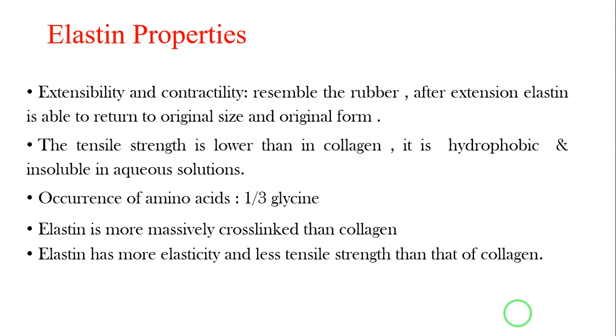The number of cross-links in elastin is more than the number found in collagen, but the strength of elastin is less than that of collagen. The strength of collagen is much more than that of elastin. The number of cross-links is higher in elastin, and this gives more elasticity to the tissue that contains a large amount of elastin, but the tensile strength is lower than that of collagen.